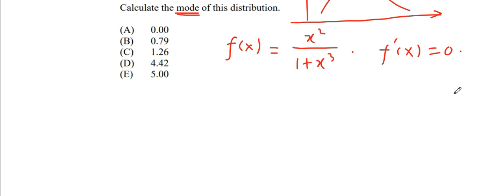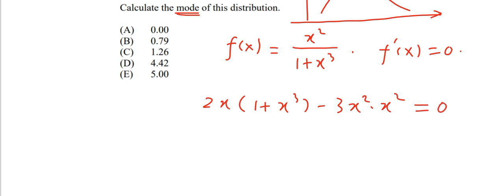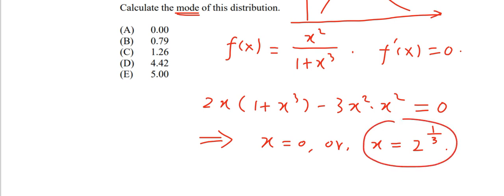So find the derivative and let it equal 0. Like the numerator's derivative multiplied by the denominator, minus the denominator's derivative multiplied by the numerator. Let this equal 0. We can solve this equation: x equals 0 or x equals 1 over 3. So we just pick this one, right?